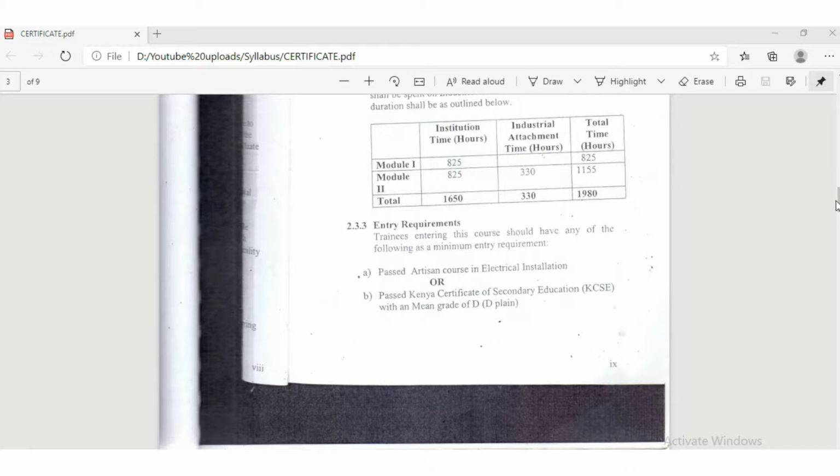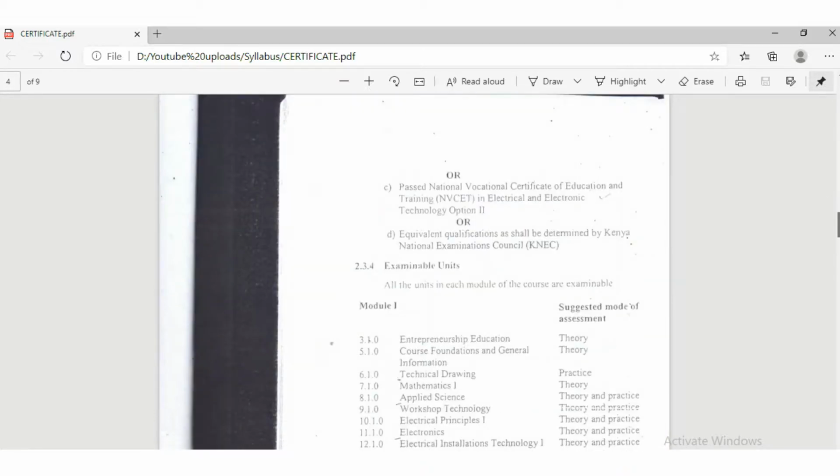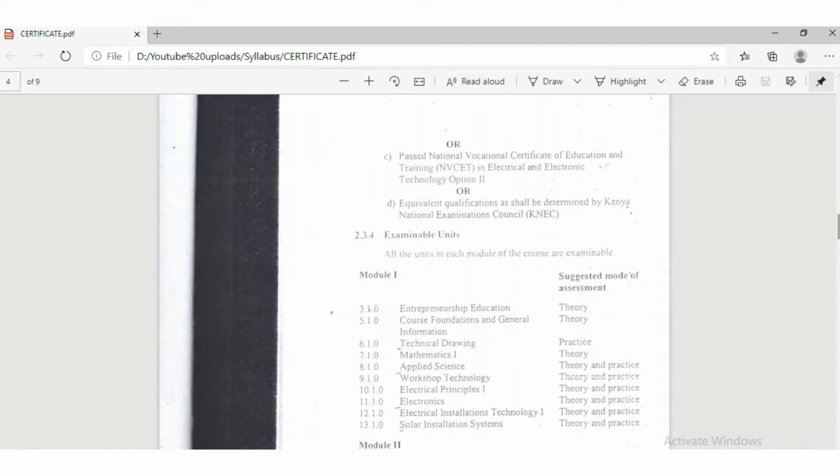Trainees entering this course should have done any of the following: pass the Artisan course in electrical installation, or pass the Kenya Certificate of Secondary Education, KCSE, and have attained a minimum grade of D plain.